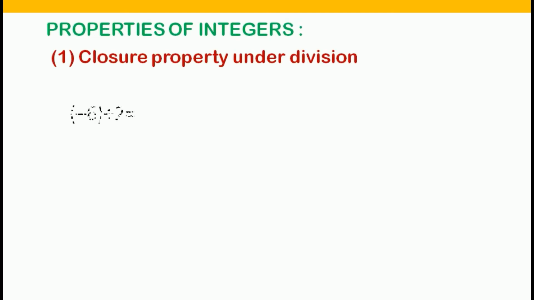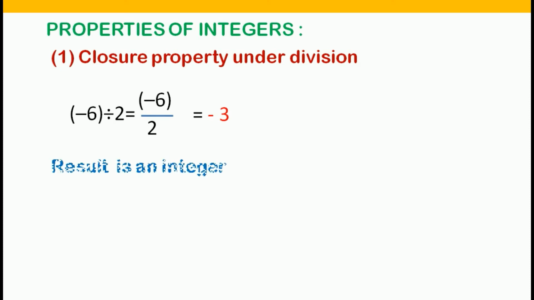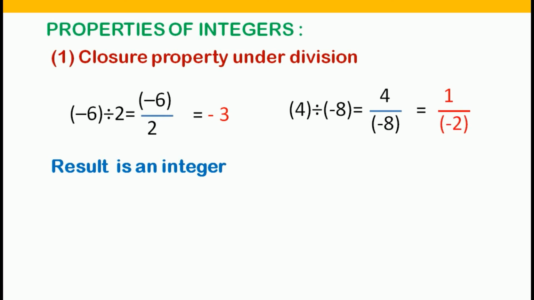So now closure property under division. Minus 6 divides 2. Here minus 6 upon 2. 2 1s are 2, 2 3s are 6. So that means the result is minus 3. So here when we divide two integers, result is also an integer. Now take another example. 4 divided by minus 8. 4 upon minus 8 is equal to 4 1s are 4, 4 2s are 8. So that means 1 by minus 2. So here the result is not an integer.